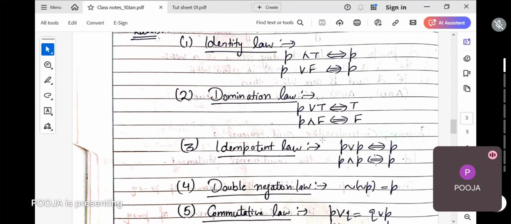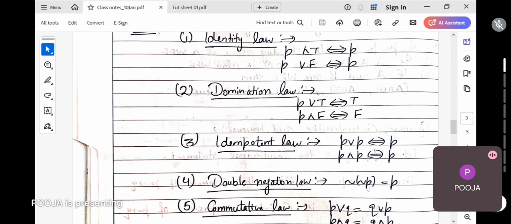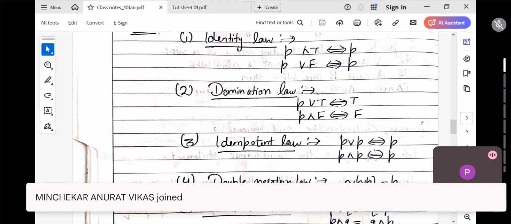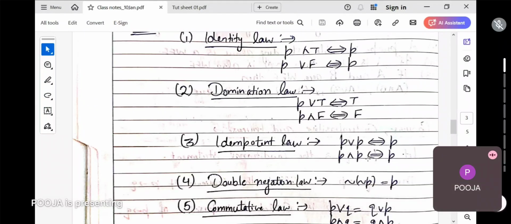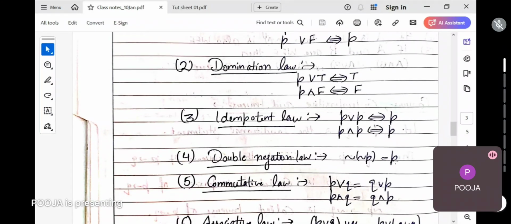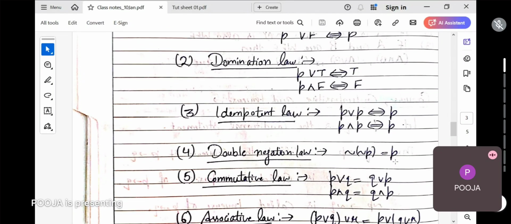The third one is the idempotent law. Idempotent means, as we do in algebra also, p square equal to p, it's that kind of thing. If I'm multiplying p with p, I'm getting p. If I'm adding p to p, I'm getting p. So p conjunction p is p, and p disjunction p is p. So that is the idempotent law. Next one is double negation. Obviously, negation of negation of P is P, that is double negation.